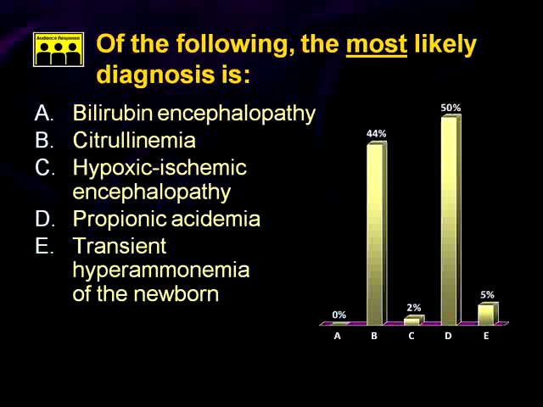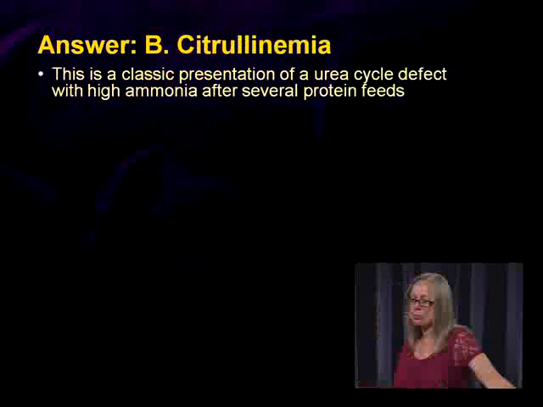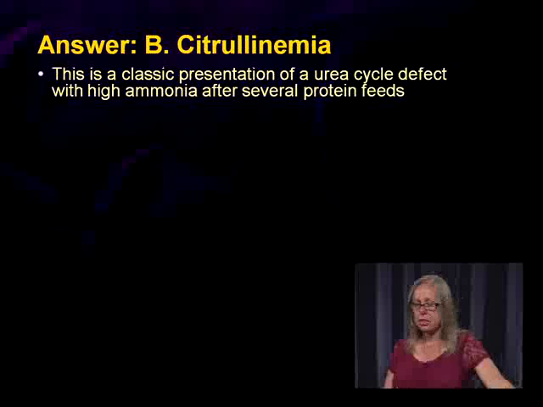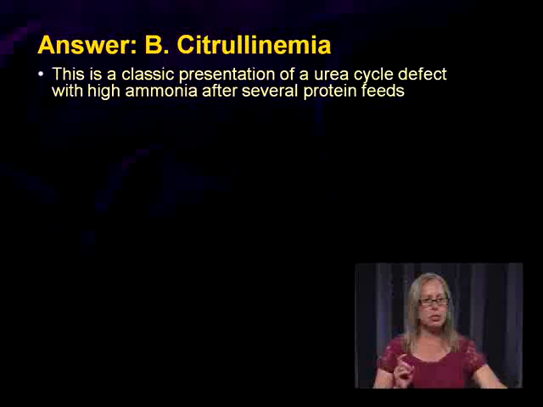Oh, we almost got a perfect split. Good job. This is citrullinemia. This is a classic presentation with a high ammonia after several protein feeds. The ammonia is not going to be as high as it is with OTC. With OTC, you're going to get 800, 900, 1200, 1500, obnoxiously high ammonias. Citrullinemia is going to be more in the 600 to 400 range, which is also where your acidemias are going to hang out as well, sort of in that 400 range of mild elevations.